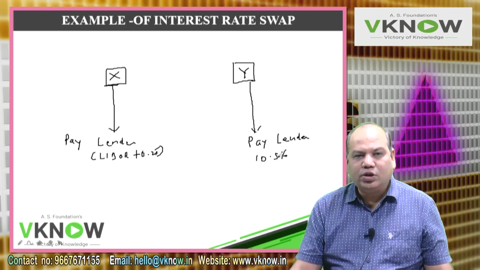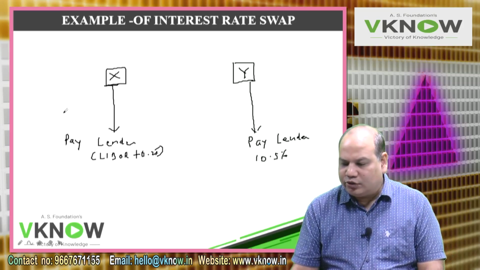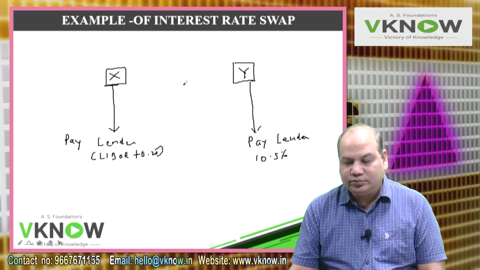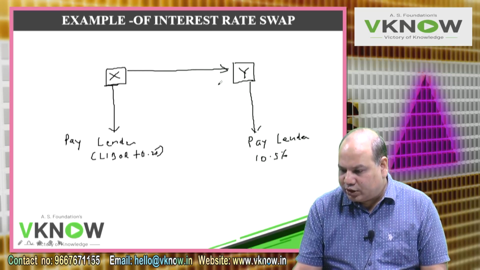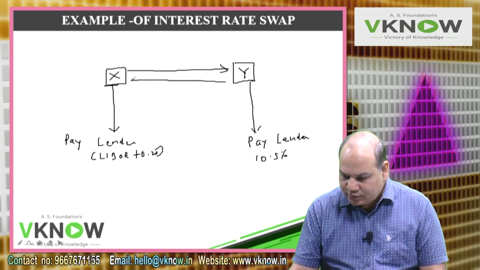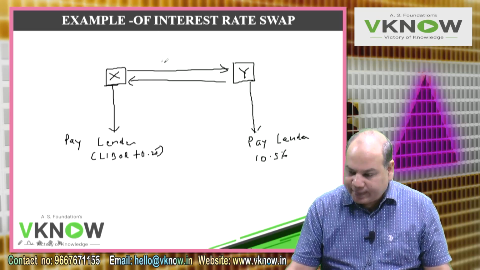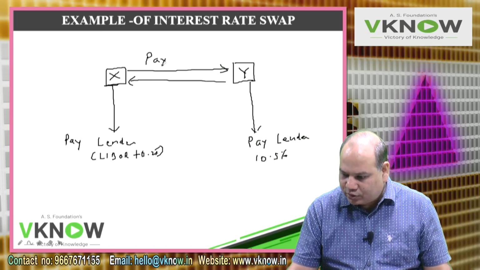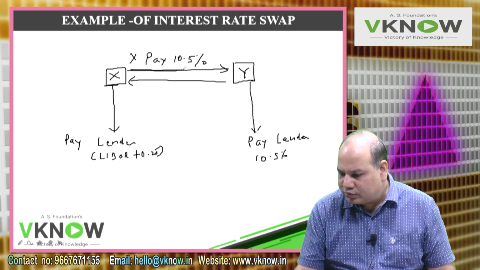10.5%. These are two original loan contracts. But then X wants to pay at a fixed rate and Y wants to pay at a floating rate. So now what will they do? They will enter into a swap deal under which X will pay to Y 10.5%. X pays 10.5% to Y. So see how this will flow.